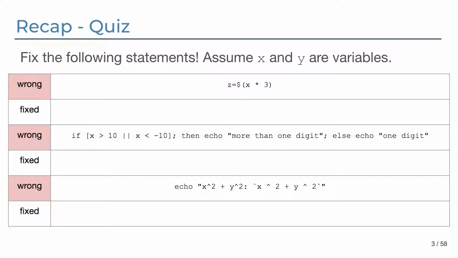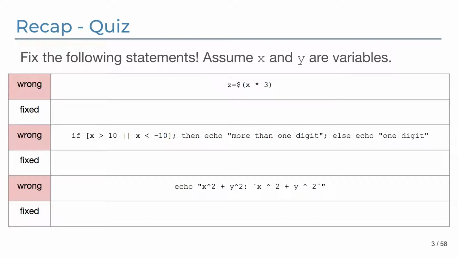Exactly. But what actually happens is, we know that the dollar and the single parentheses are command substitution. That means we would try to execute a command called x and give it the parameters star and 3. And as you said, the correct fix is using double parentheses, which would do arithmetic expansion, and so evaluate that correctly. Awesome. All right, the next one.